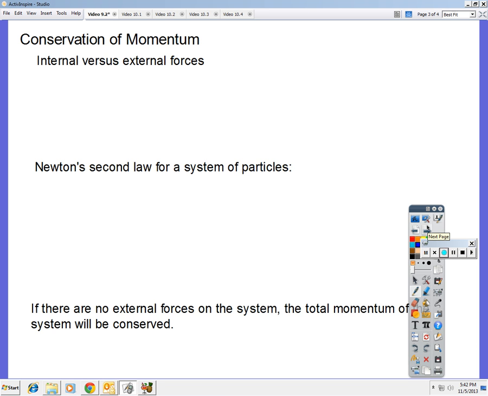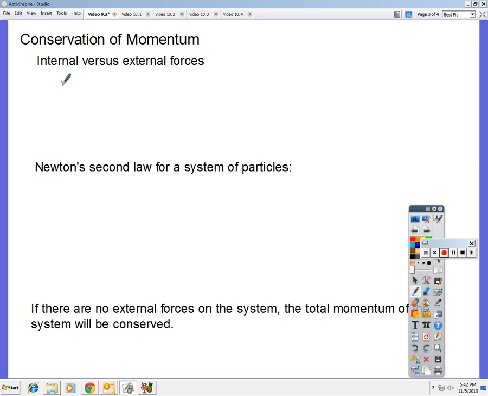Now we're going to look at the idea of conservation of momentum. And so the first thing we need to do for this is to notice that we're talking about a system of particles. So we're going to have multiple objects in the system, and they're going to be exerting forces on each other, and also there are going to be things outside exerting forces on them.